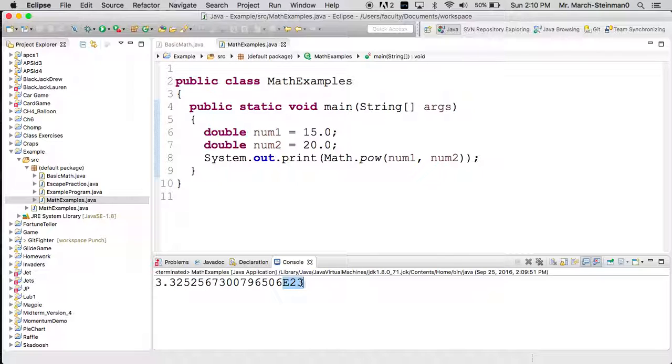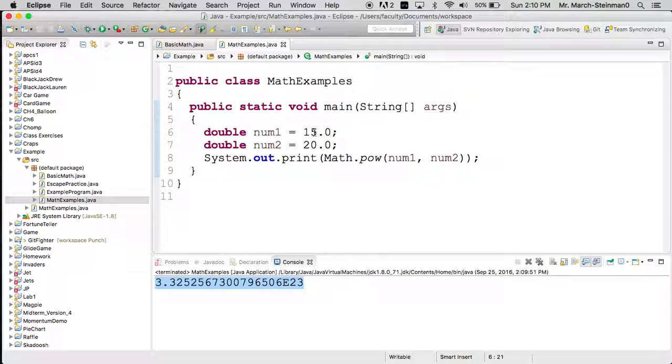3.325256730096506E23. So if you have ever seen a calculator, you may notice that this means multiplied by 10 to the 23rd power. In fact, this is very close to Avogadro's number. But let's change to slightly smaller numbers. So let's say I want to raise 10 to the second power. Well, we know that should be about 100. And we run it and it prints out 100.